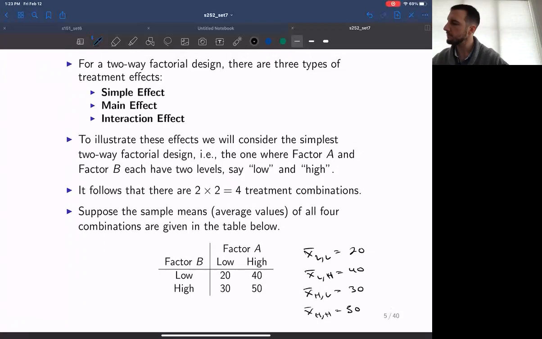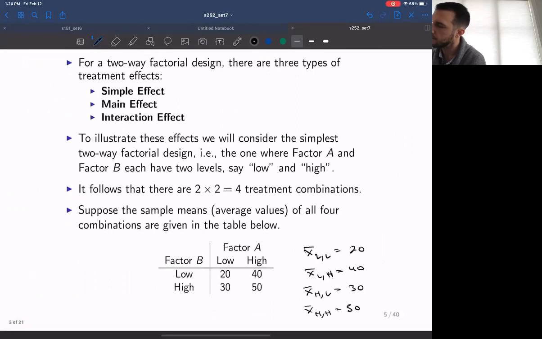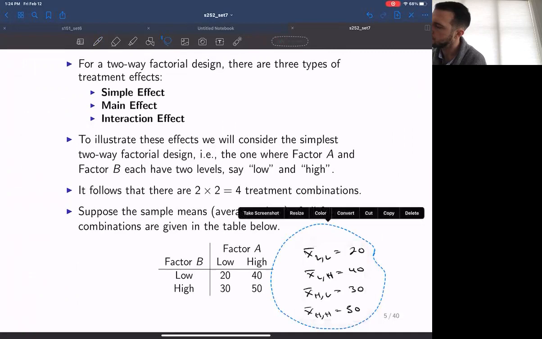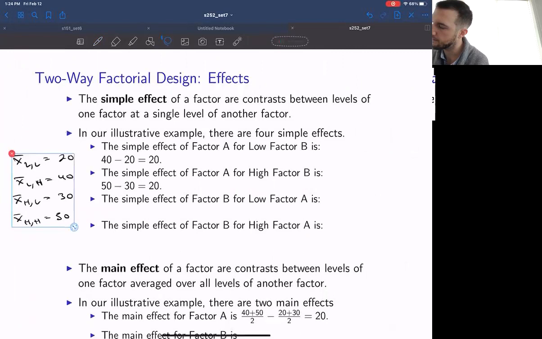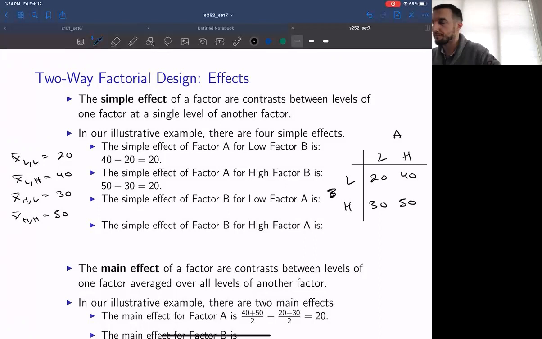Okay, so the simple effect is effectively just the difference in the means between two levels of one factor conditioned on the level of the other factor. Okay, so for example, let me bring the means from the previous table over so that we have them here. Okay. So these are the four means. And then also, let's just sketch the table really quick so that we can see it. It just helps with visualizing the problem. So here's A, here's low high, here's B, here's low high. So this is 20, 40, 30, 50.